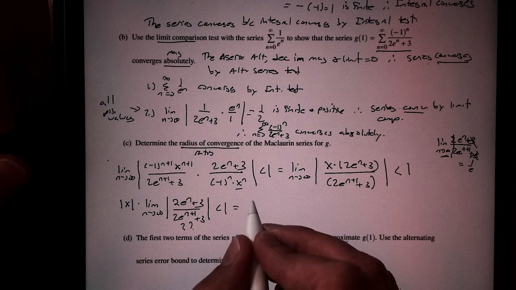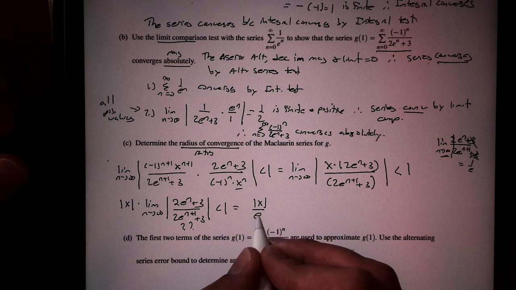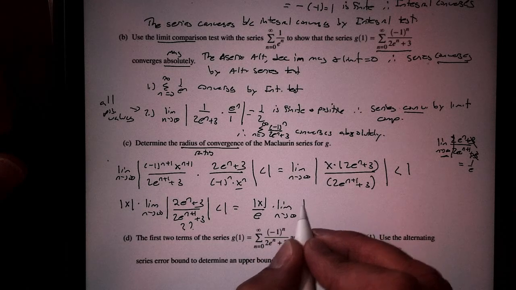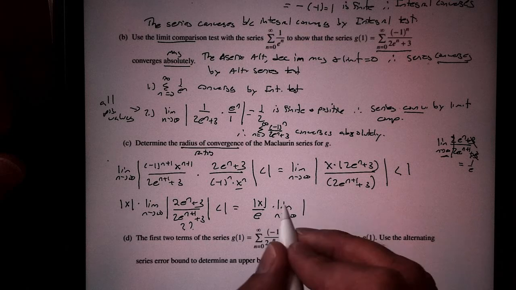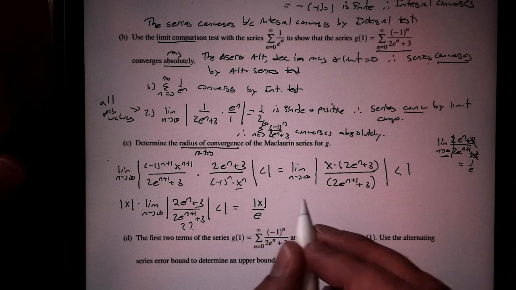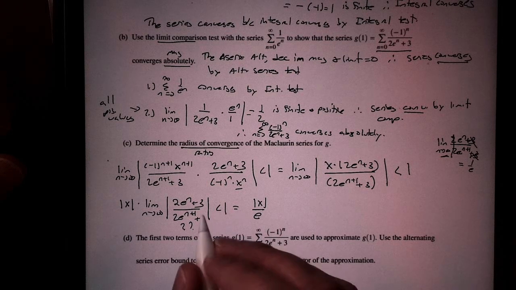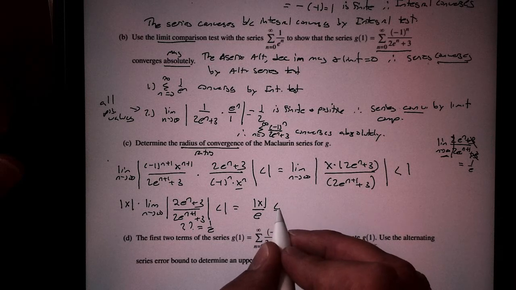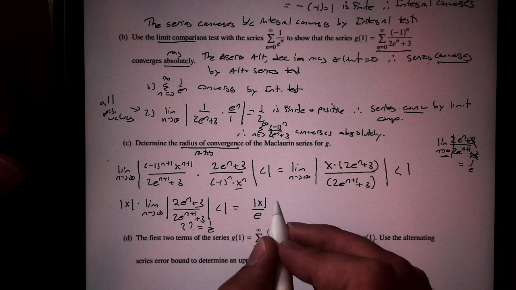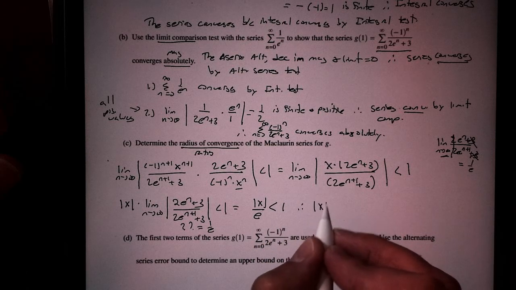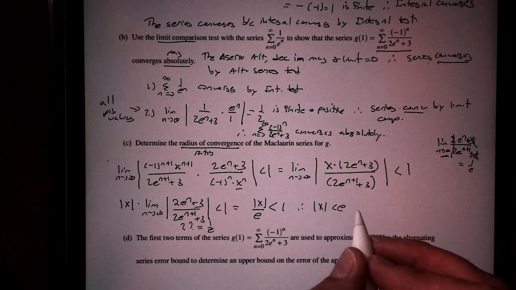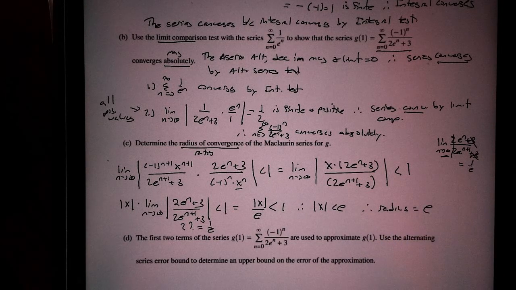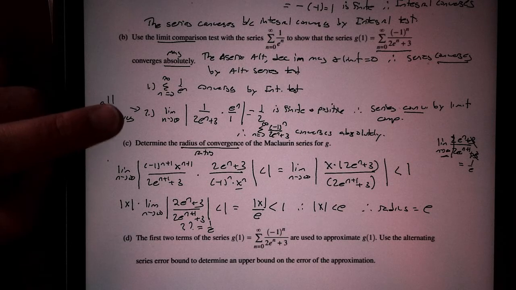So what I'm left with now is just the magnitude of x over e. Oops, sorry, we already got that part. We don't even need that anymore, sorry. And so this all just became 1 over e, and that's going to be less than, not equal to, just less than 1. Therefore, the magnitude of x is just less than e. So therefore, our radius is e. Whew, that's a tough one right there. Take a look at the algebra behind that one again.